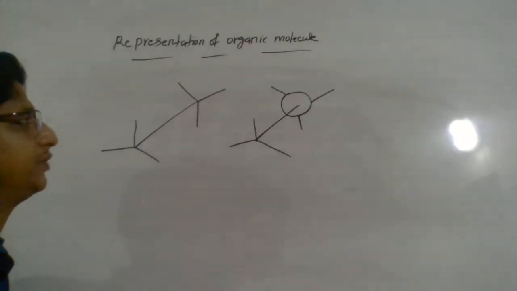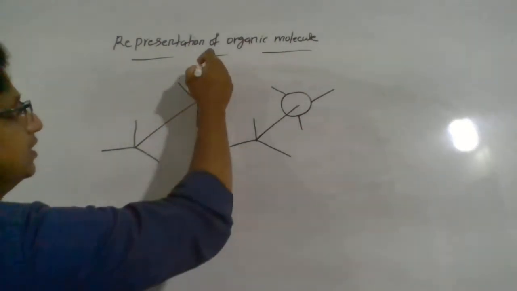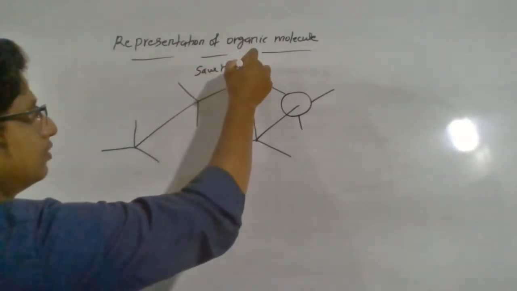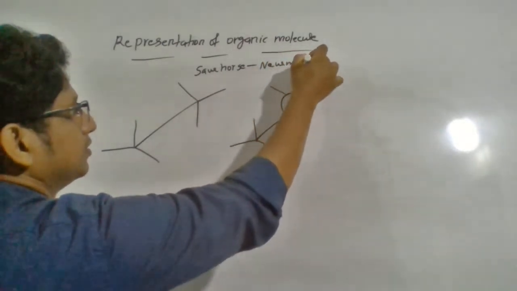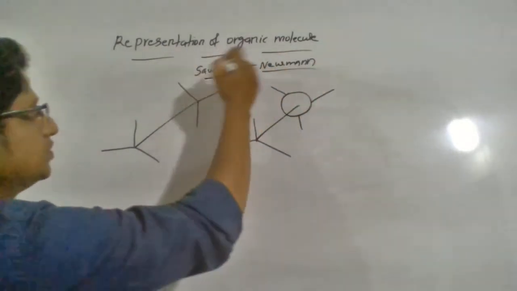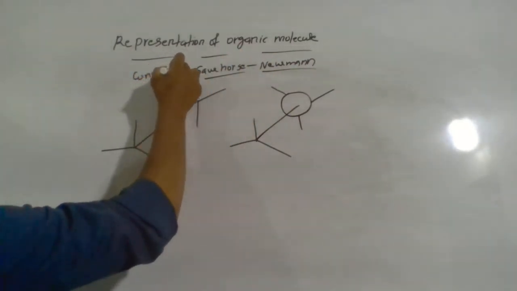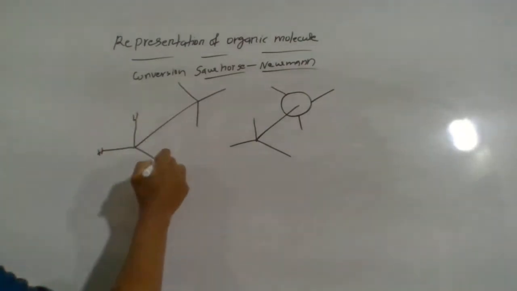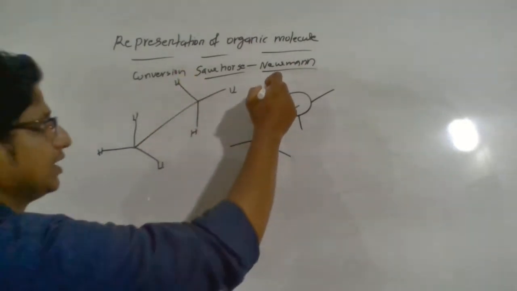Now, you just imagine what you are doing. This is one of the carbon parts. So we are actually converting Sawhorse to Newman. That's what we are doing here: Sawhorse to Newman conversion. So first I drew the Sawhorse projection formula. Remember, these all are hydrogen. Hope you remember that. We are talking about ethane again.